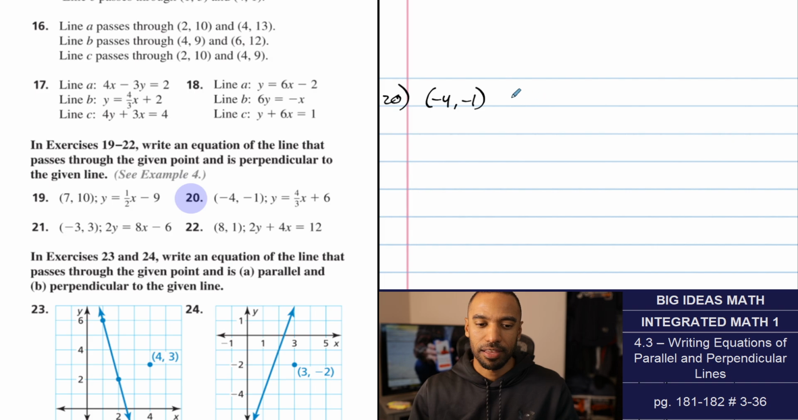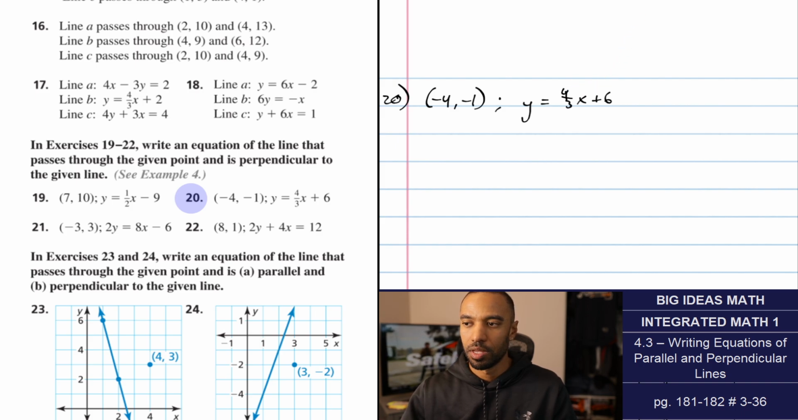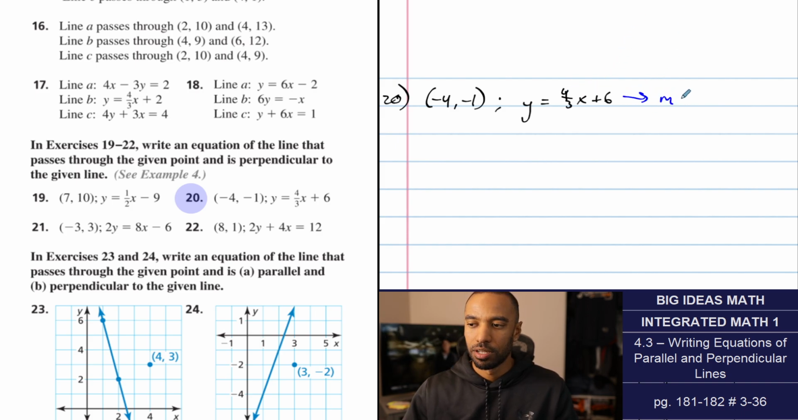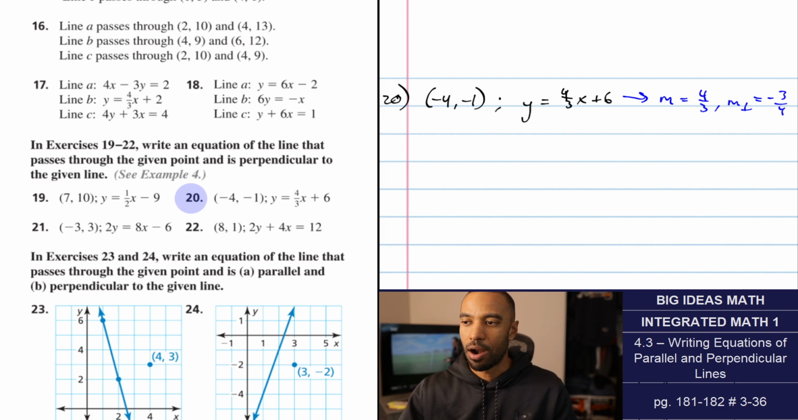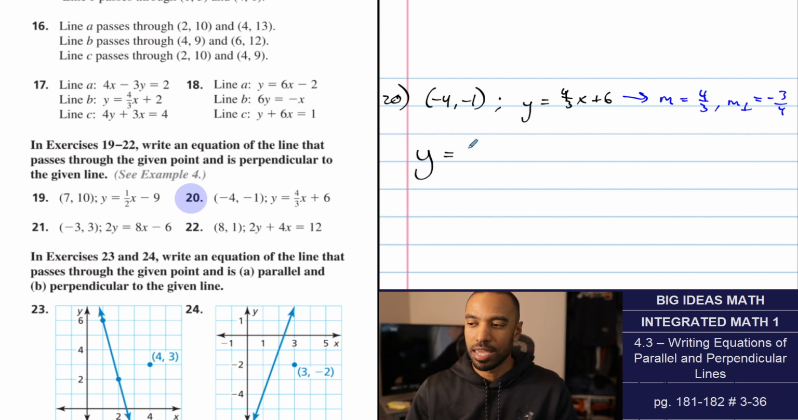Are our x, y values for this point. For this equation, y equals 4/3 x plus 6, that we will be perpendicular to. So this is a slope of 4/3. We need its opposite reciprocal slope, which is -3/4. So our equation is going to look like this: y equals -3/4 x plus b.